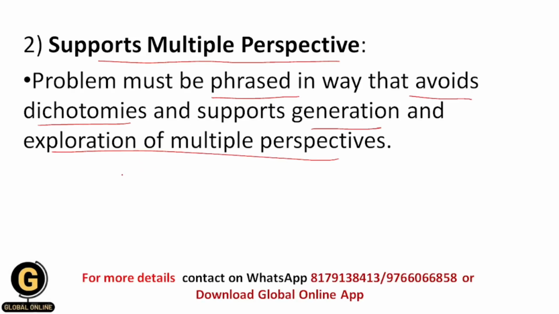For example, in social sciences, a good research problem is one that would generate a variety of viewpoints from a composite audience made up of reasonable people. So wherever we see social sciences, a good research problem is one which generates a variety of viewpoints from reasonable people. This is the idea behind the feature of a research problem which supports multiple perspectives.